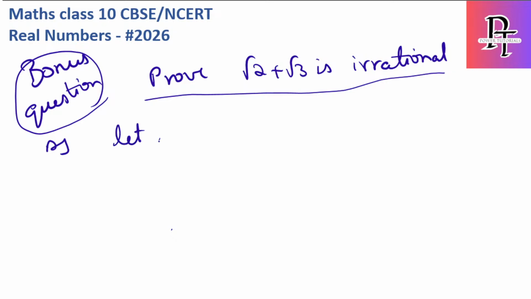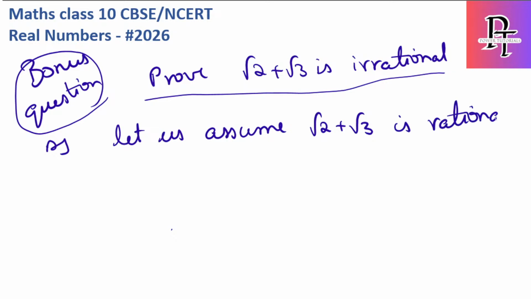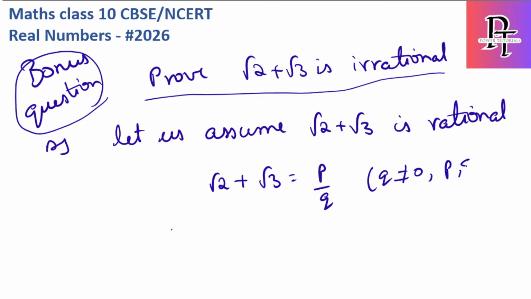Let us assume root 2 plus root 3 is rational. So if you assume this way, how it will become? It becomes root 2 plus root 3 equals p by q, where q not equal to 0 and p and q are coprimes.